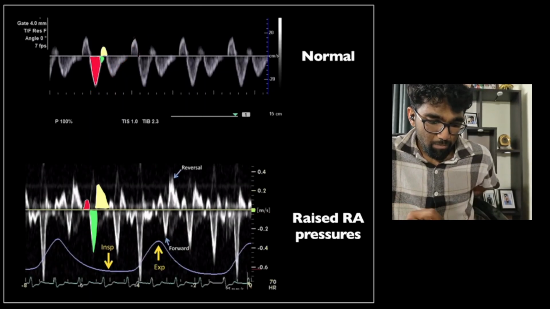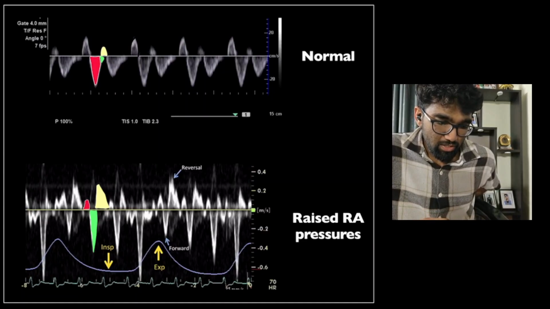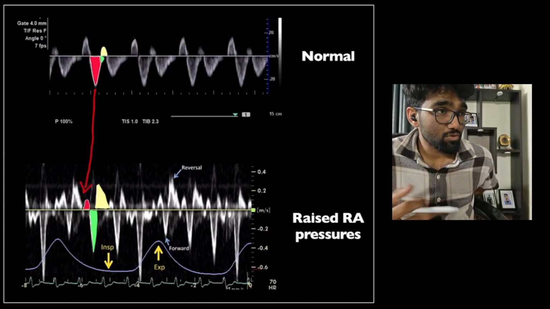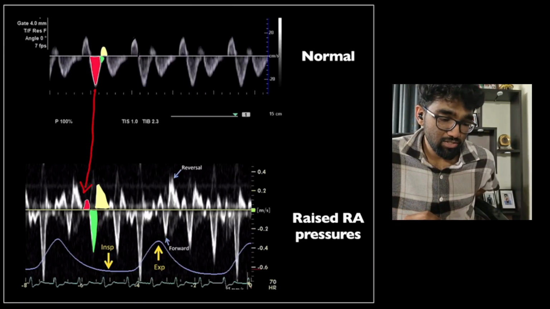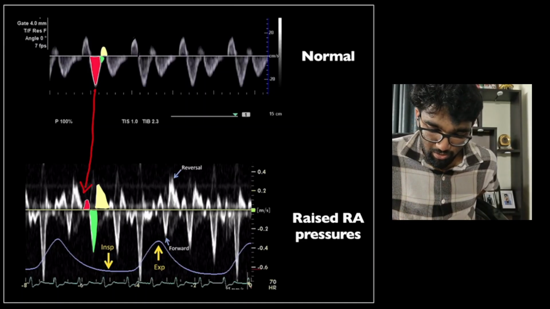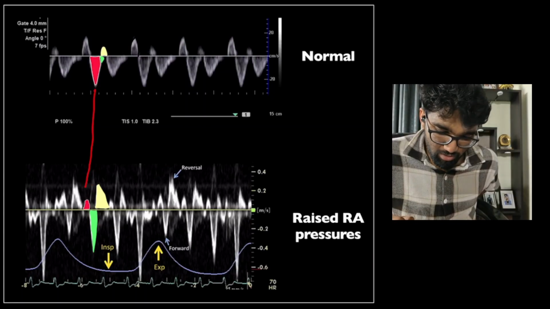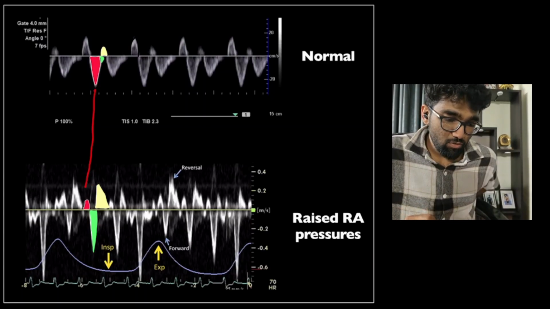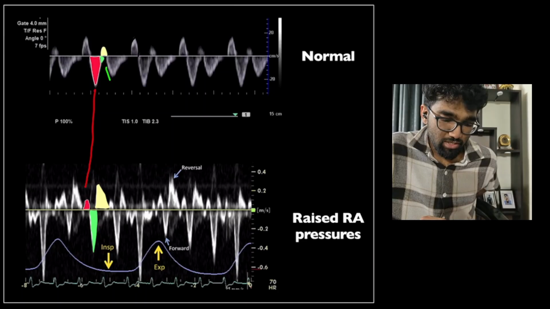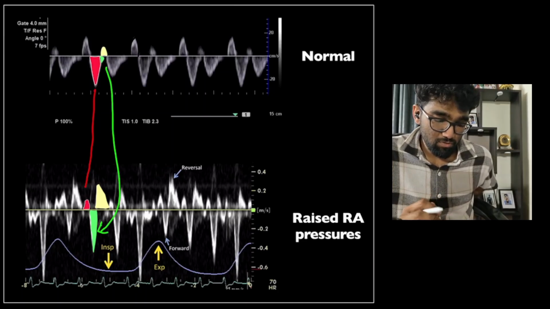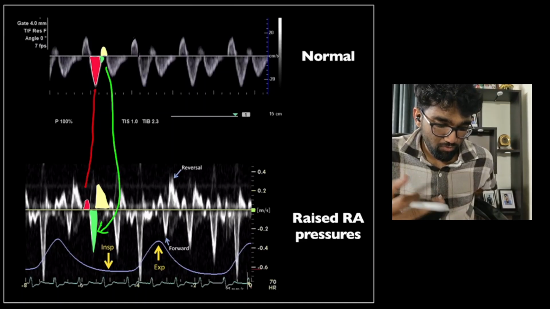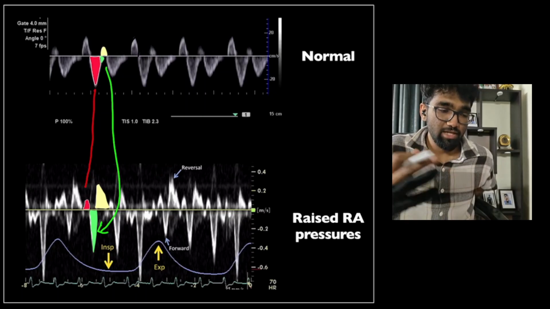Now here what has happened is the reservoir function has become reversed. So the pressure is so high that there is reversal of flow at that point of time. Okay, so that is what's happening there. And then we have our conduit function. In the conduit function, the pressure has increased, the forward flow has increased very significantly because the right atrial pressure is very high.